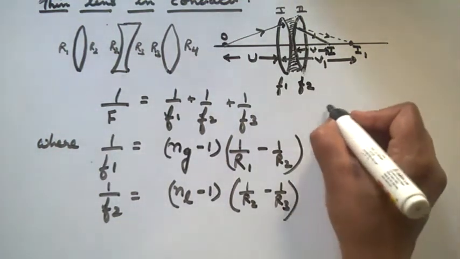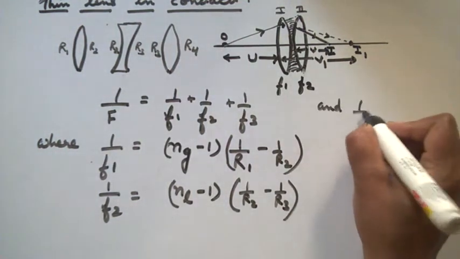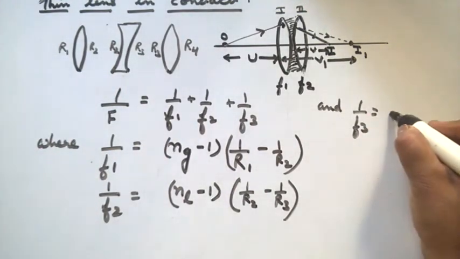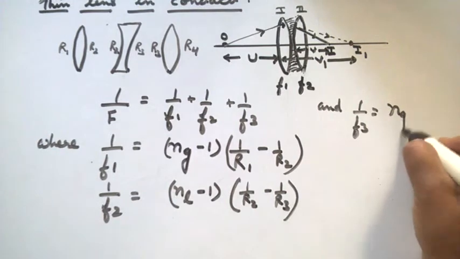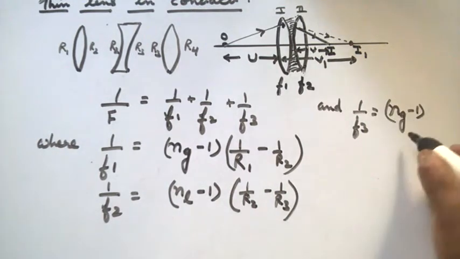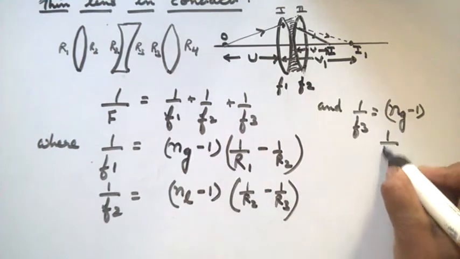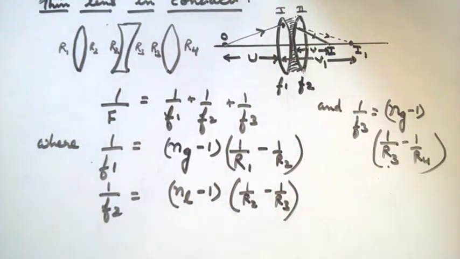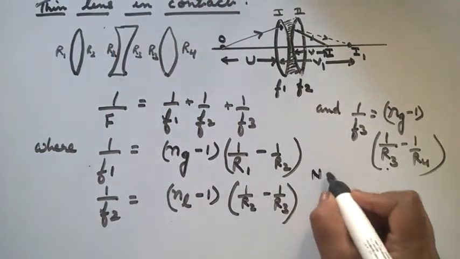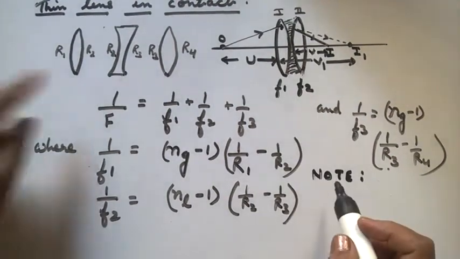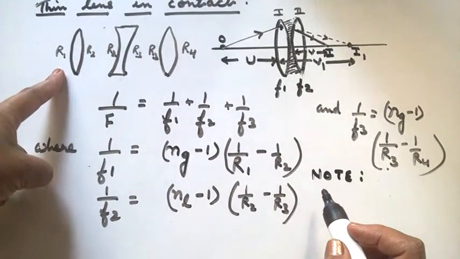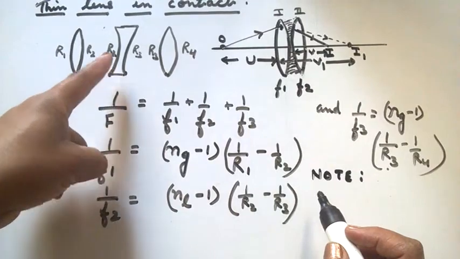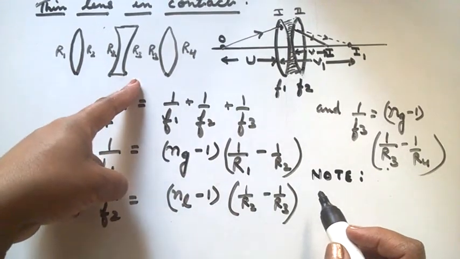Also, 1 upon f3 is equal to the refractive index of glass minus 1, into 1 upon r3 minus 1 upon r4. Also note that for a convex lens, R1, the radius of curvature, is positive and R2 is negative. For a concave lens, R1 is negative and R2 is positive.